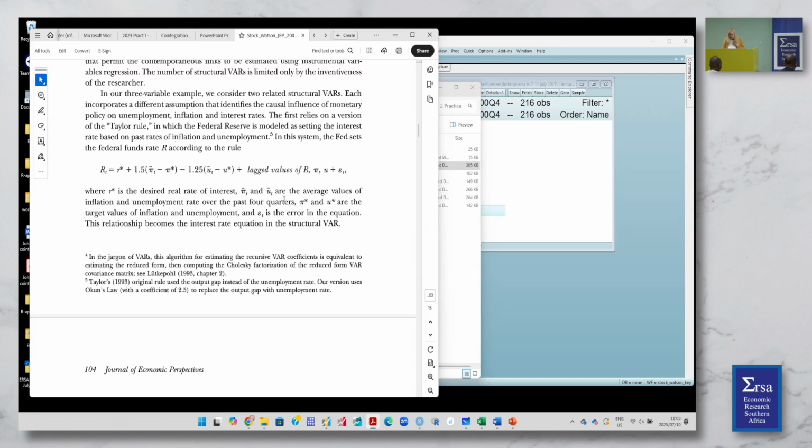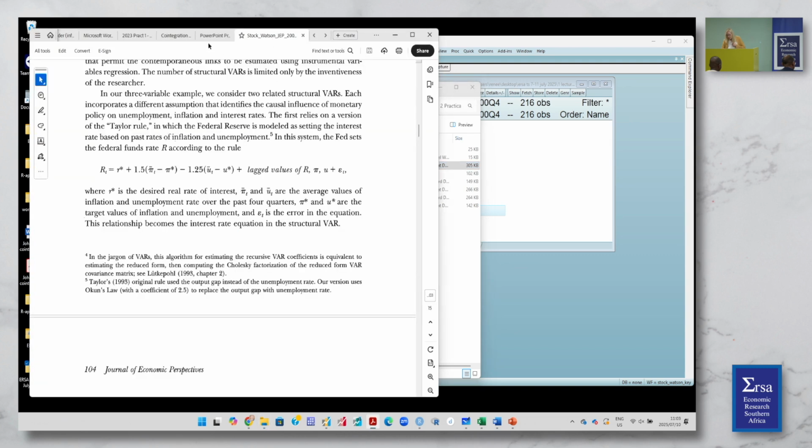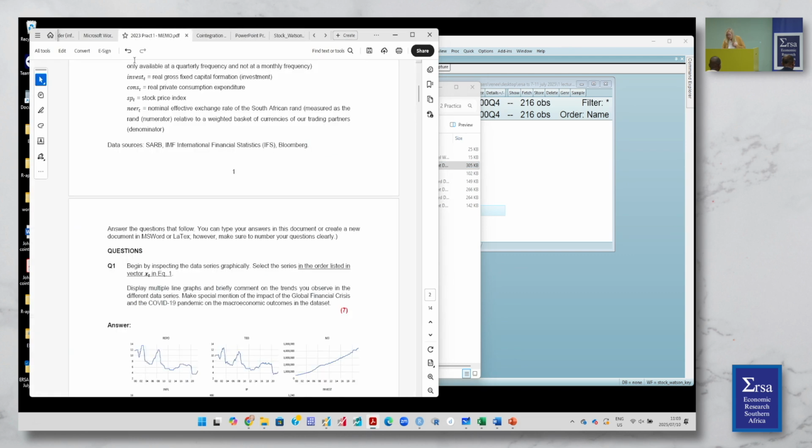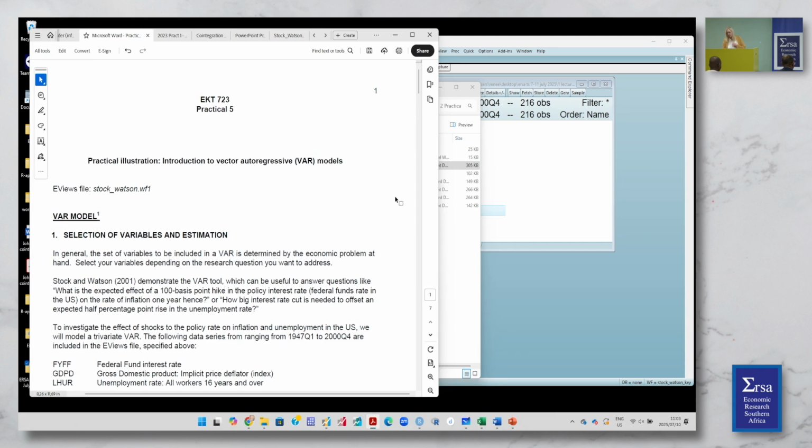Some general economic theory, the Phillips curve, is behind this. Okay, so what we have here is the data that was available together with the paper.